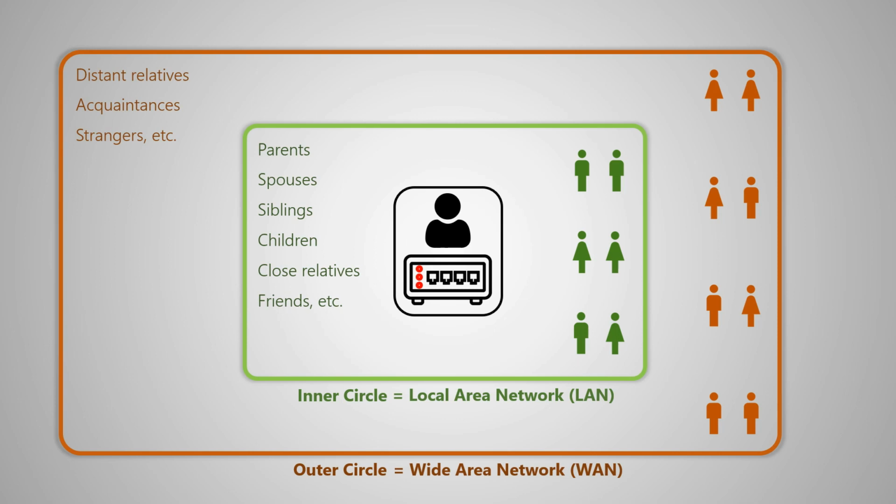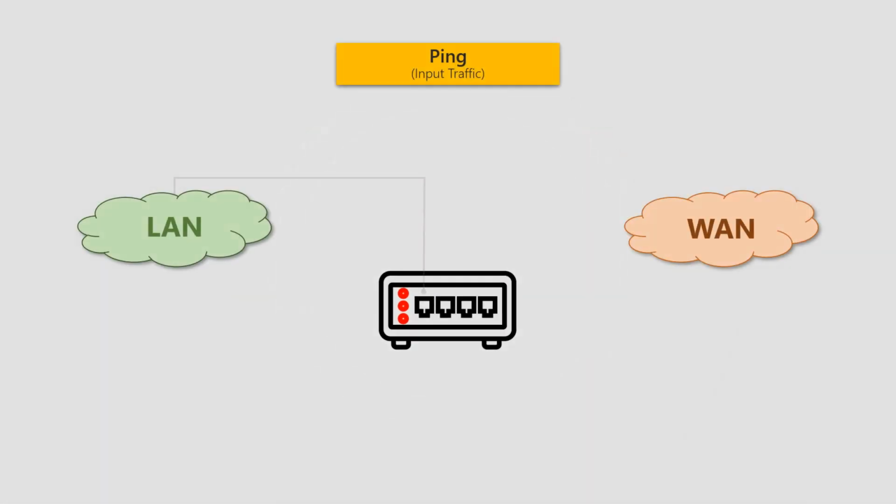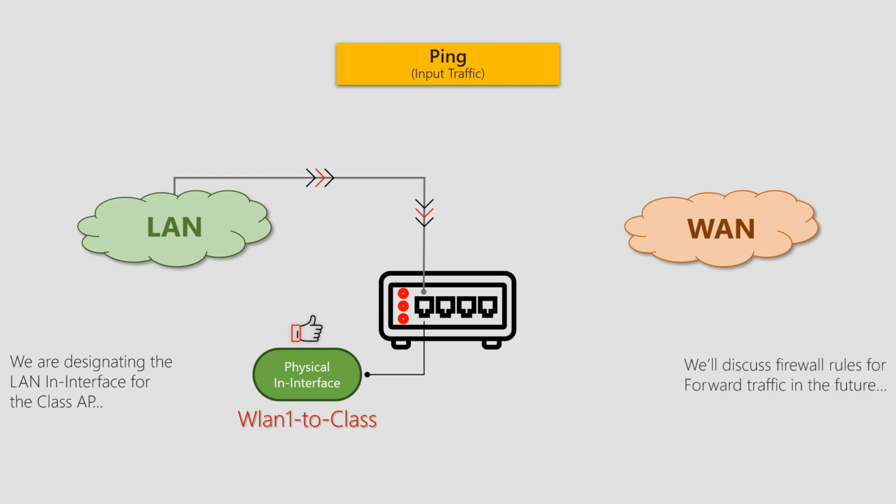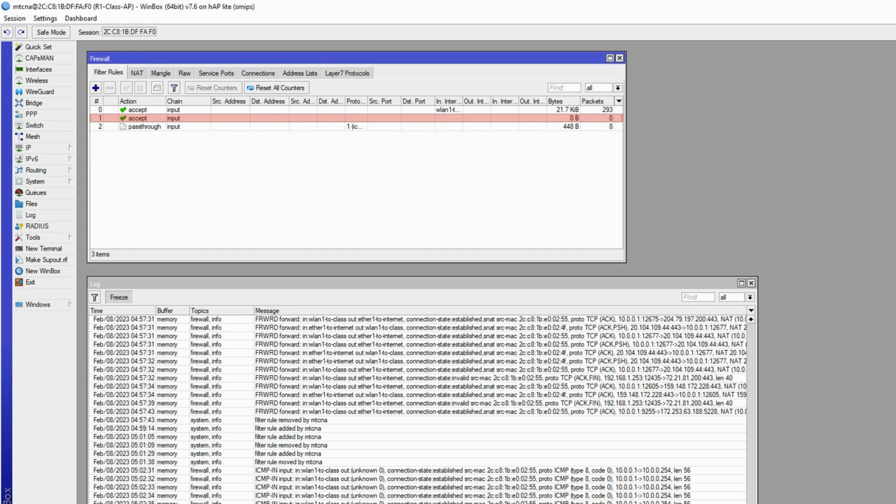When we chose WLAN1 to class as the in interface of new connections, in effect, we determined the trusted LAN for the class AP. And since established connections follow in the footsteps of a new connection, we don't need to specify an in interface for them in the case of this input traffic coming from LAN. Bear in mind, though, that things can be different for forwarded traffic, which we'll discuss down the road. In the end, just make sure to bring that rule to the second row of the entire firewall process.